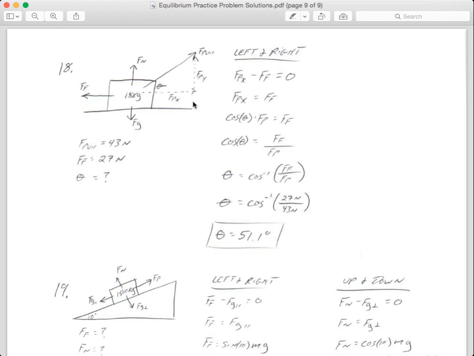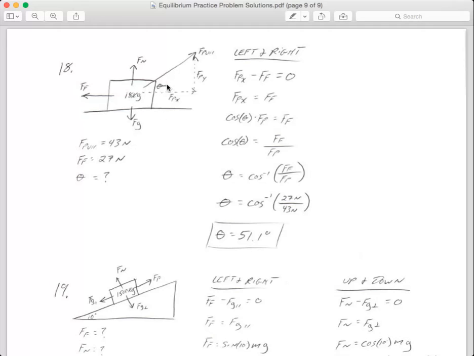Now we're going to do the last two problems. In this problem, number 18, you're pulling your 18-kilogram suitcase at a constant speed by pulling on the handle. That handle makes some kind of an angle with the horizontal. We're not sure what that is. We know the friction force on the suitcase is given in the problem as 27. We know that we're pulling, so this force that goes along here is 43 newtons. And we're trying to figure out, well, what is this angle?